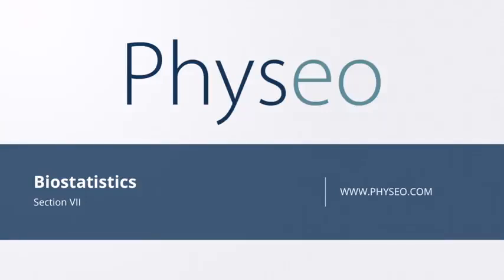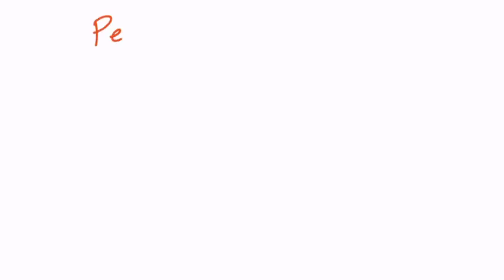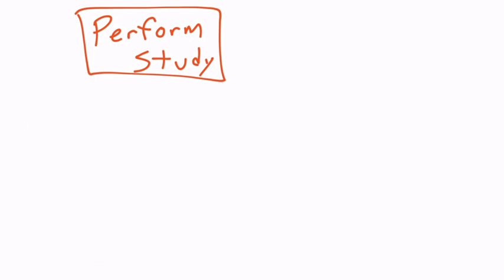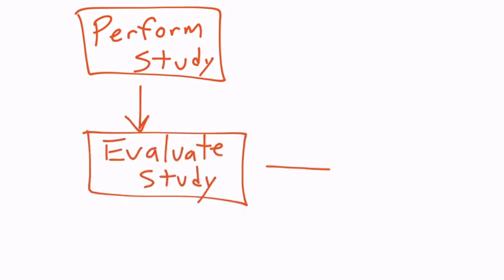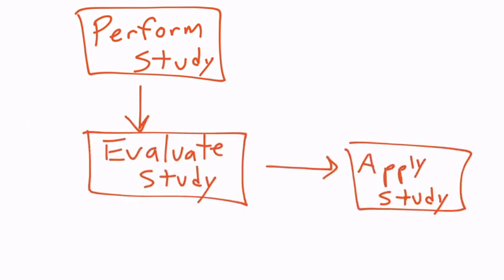Welcome to Section 7 of Biostatistics. As a review, you can think of biostatistics in three arms: performing the study, evaluating the study, and applying the study clinically. In this lecture, we are still learning to apply the study by focusing on positive predictive values and negative predictive values. So let's get started.